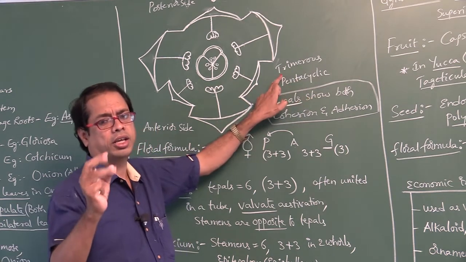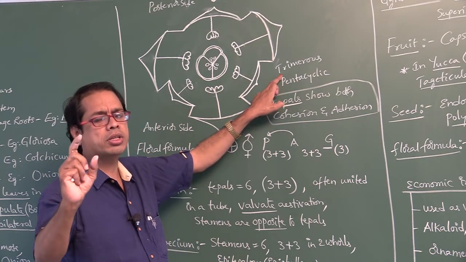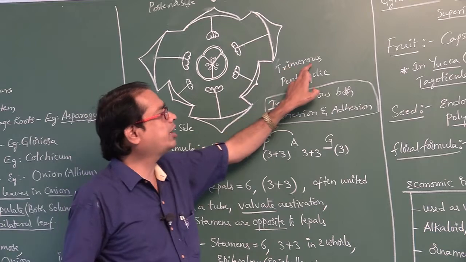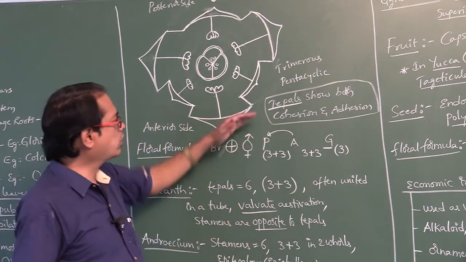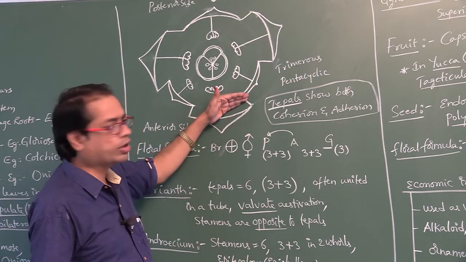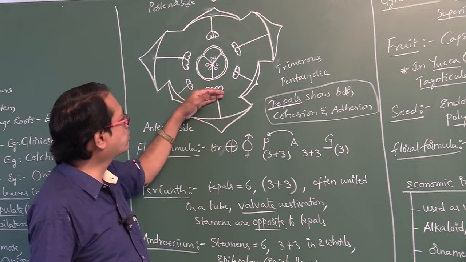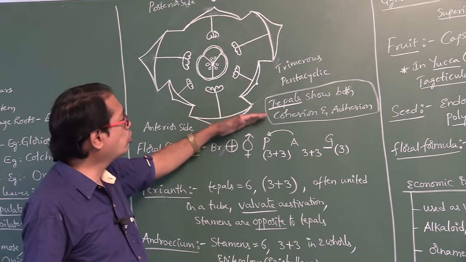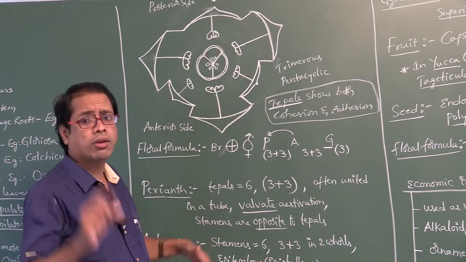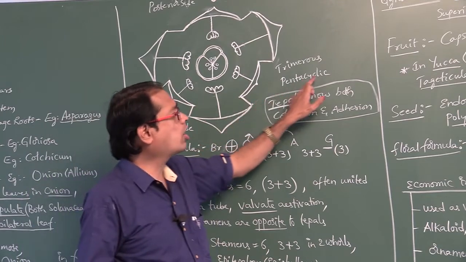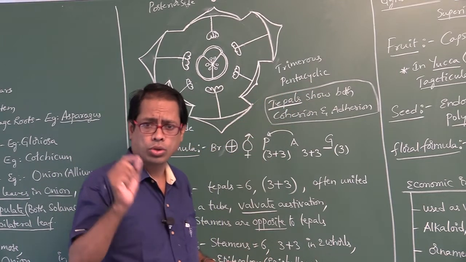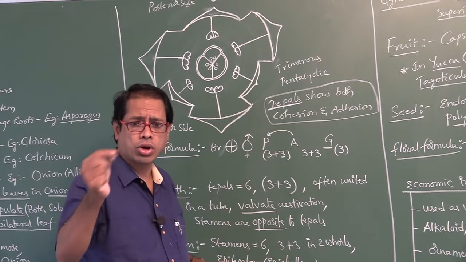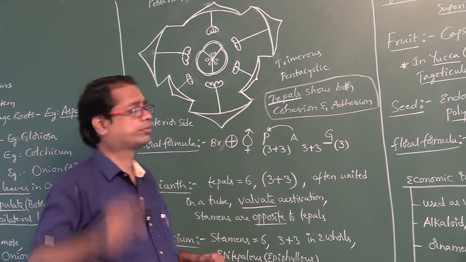Tri means three. In each whorl three members are present, so it is called trimerous. Tepals are arranged in two whorls, stamens also in two whorls, and the gynoecium is in one whorl. So 2 plus 2 plus 1, total five, means pentacyclic.